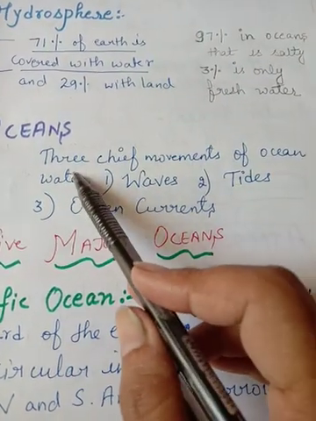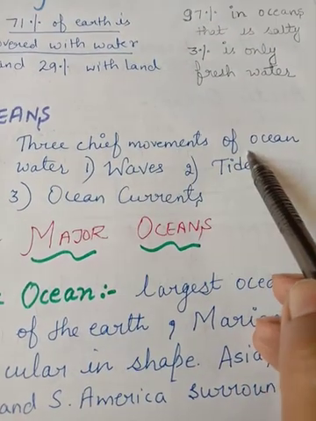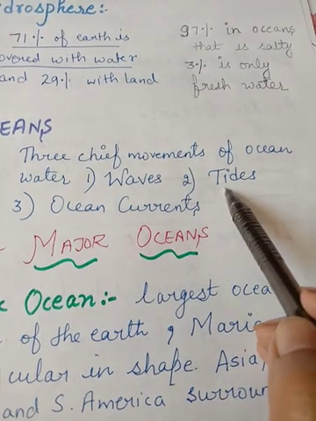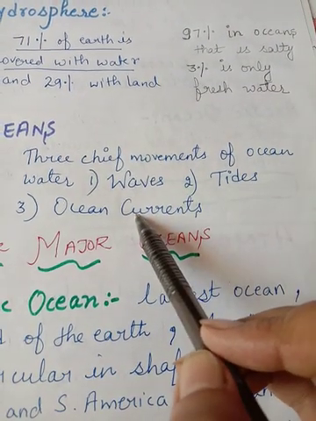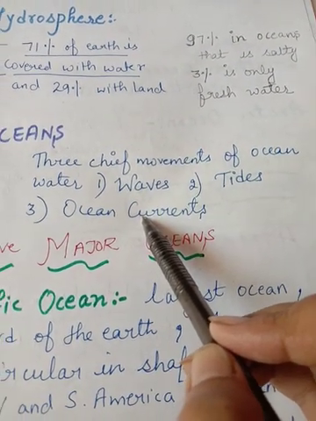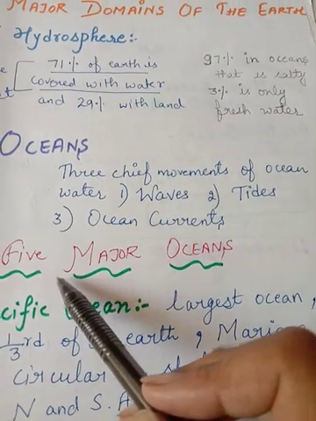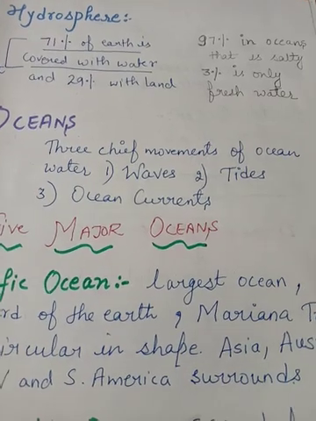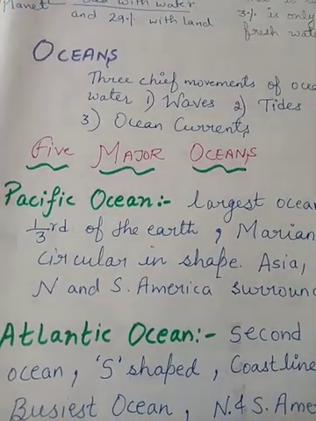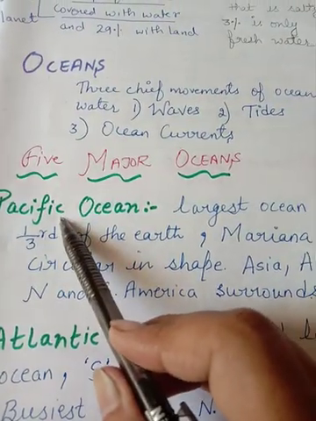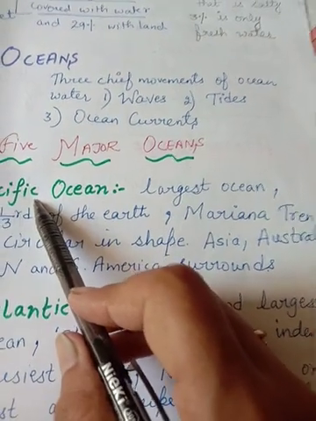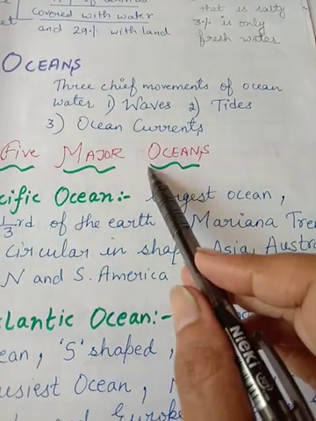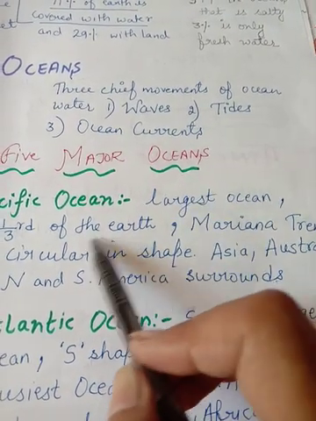Now there are three chief movements of the ocean. First one is the waves, second one is the tides, and third one is the ocean currents. Now let us cover the major oceans. There are five major oceans. According to size, the first one is the Pacific Ocean. It is the largest ocean among the five major oceans. So it is the largest.